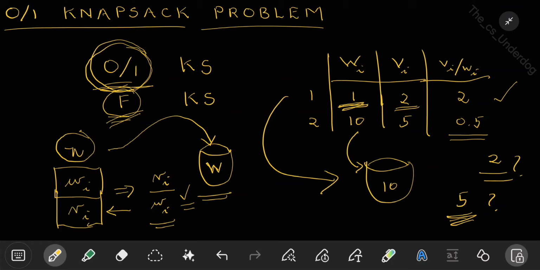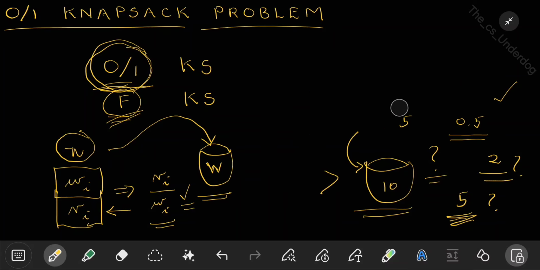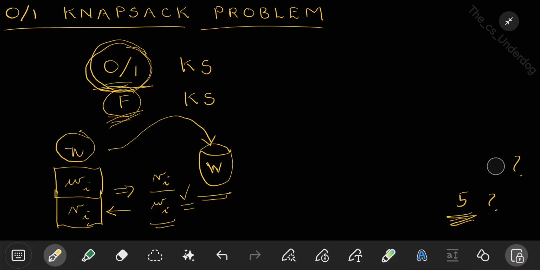Greedy algorithm is not suitable for 0, 1 knapsack. I showed this example just to show you that you cannot go for the greedy algorithm in case of 0, 1 knapsack. It may backfire. If you can't go for greedy, then what is the option remaining? This is the question. Let us see what options we have in order to solve the 0, 1 knapsack problem.